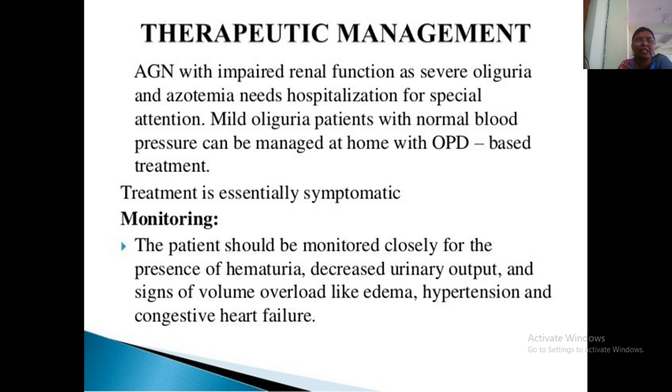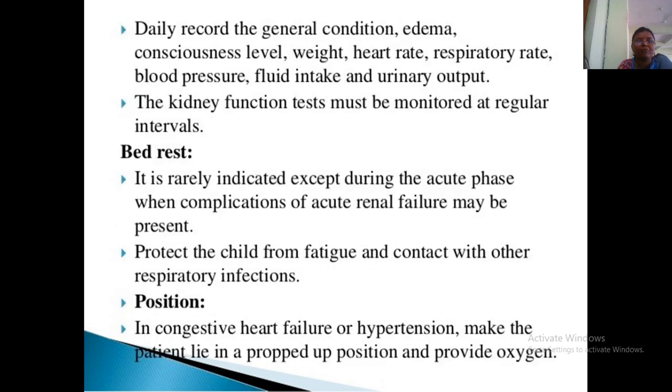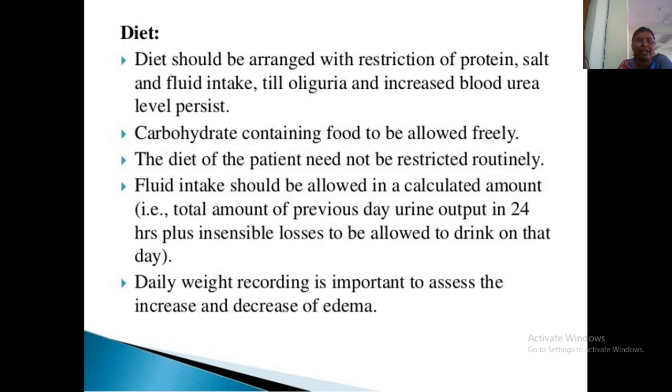Therapeutic management, medical management: monitoring, then bed rest and position. Diet should contain restriction of protein, salt and fluid intake. Carbohydrate-containing food is allowed freely. The diet of the patient need not be restricted routinely. Fluid intake should be allowed in a calculated amount, that is, the total amount of the previous day's urine output in 24 hours plus insensible losses to be allowed to drink on the day.